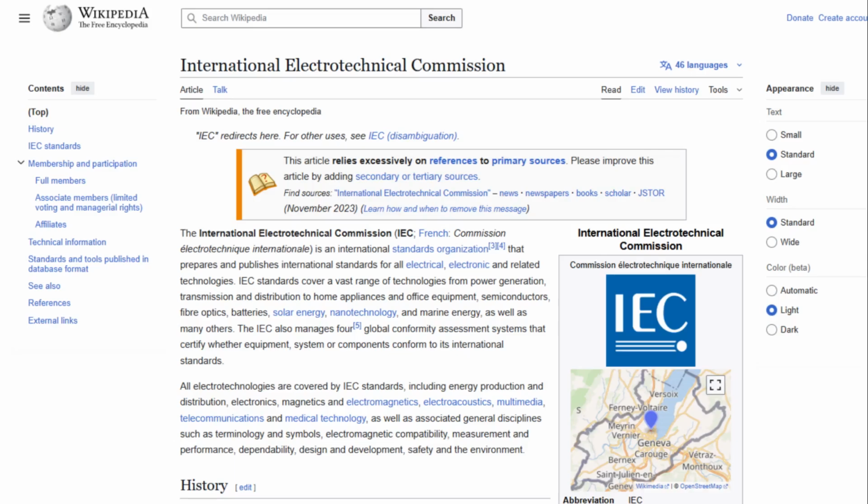The IEC, or International Electrotechnical Commission, is an internationally recognized standards organization based in Geneva, Switzerland, that governs international standards pertaining to electronic and electrical related technologies.